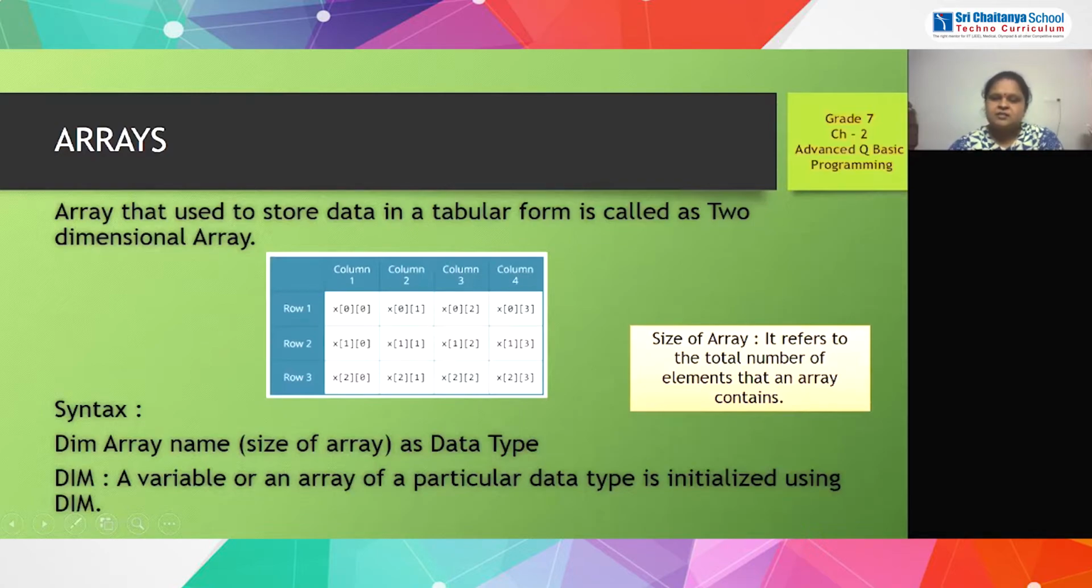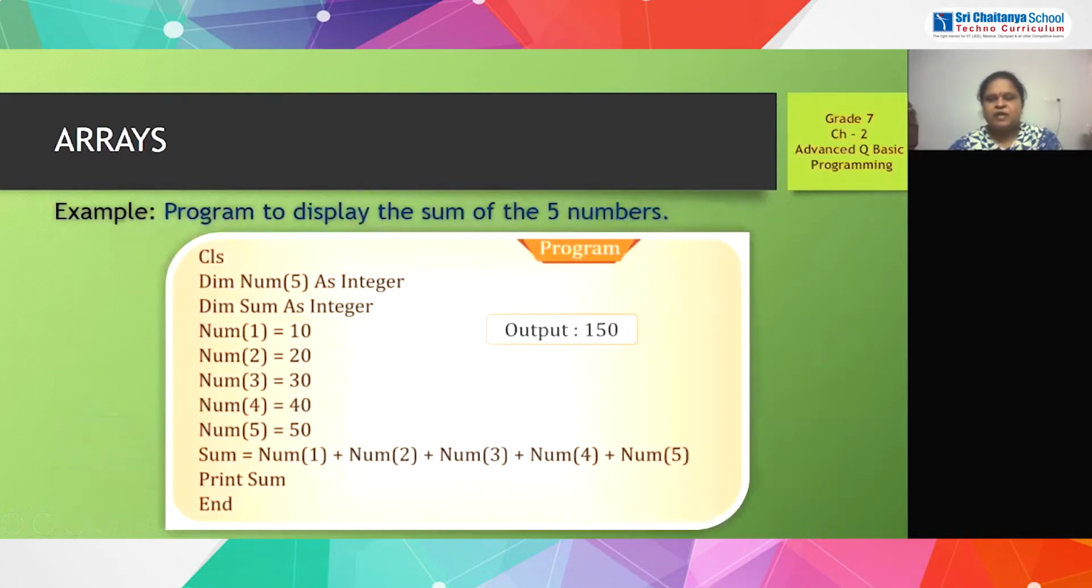Okay, so let us see how exactly it works with one example. In this example, you can see in the first line I have cleared the screen, and in the second line Dim num5 as integer. Means I am taking a variable called num5. When I tell it 5, how many elements will it hold? Total 5 elements, that is 5 variables, 5 data it will hold inside this. And again one more, I am using Dim sum as integer.